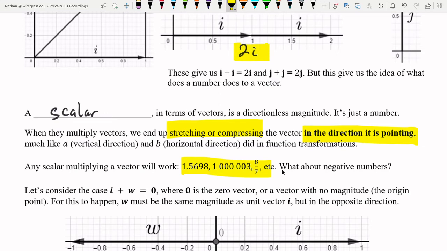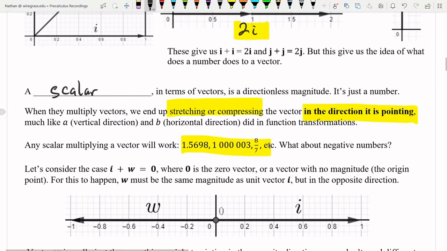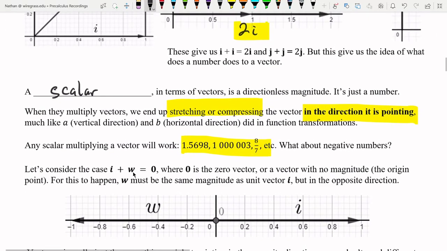It doesn't really matter. Negative numbers we need to talk about more, though, because we haven't looked at any kind of negative effect. So to do so, let's consider the case where we have i plus w, some vector w, equals 0. i is the standard unit vector. Now this 0 is a bold 0. This is going to be the 0 vector. Think of it like a magnitudeless direction. It's really just the origin, and you have to have a 0 vector in order to work with vectors, because you need to have a 0 in the system, and that's what this is doing.